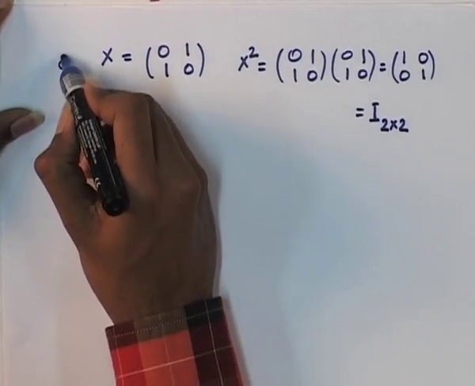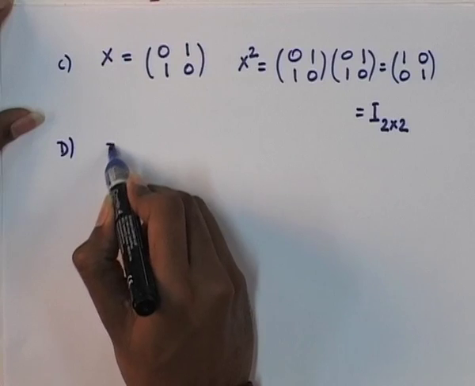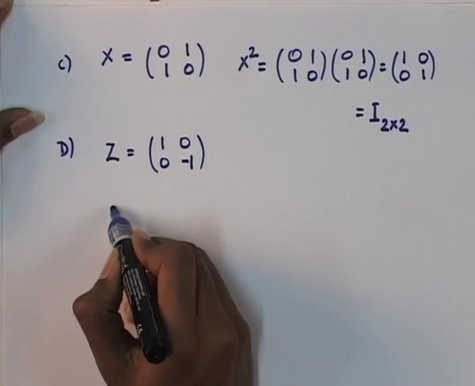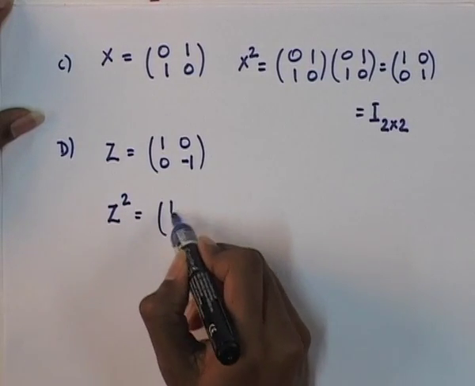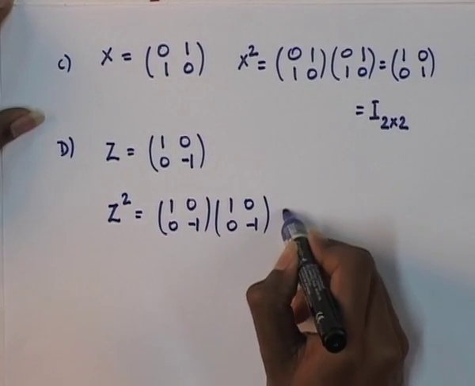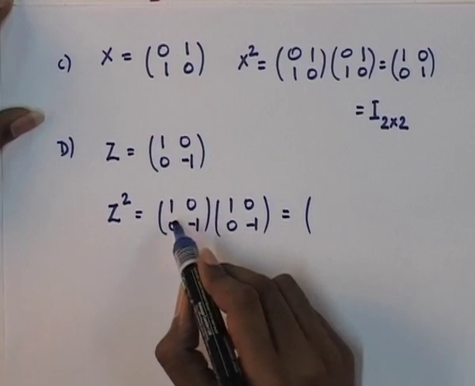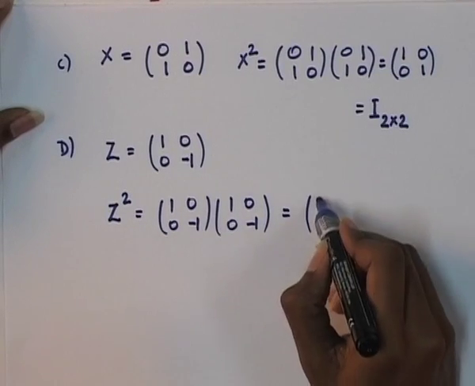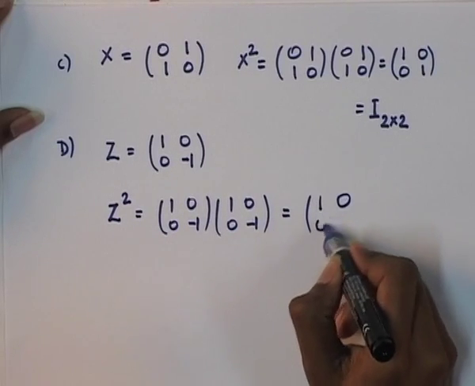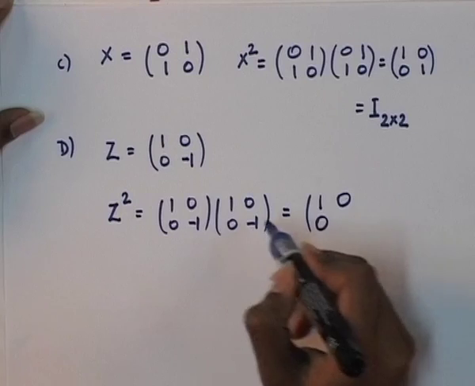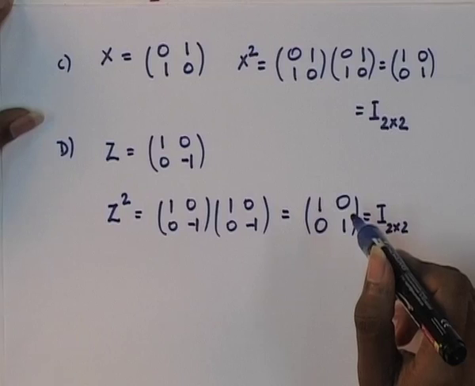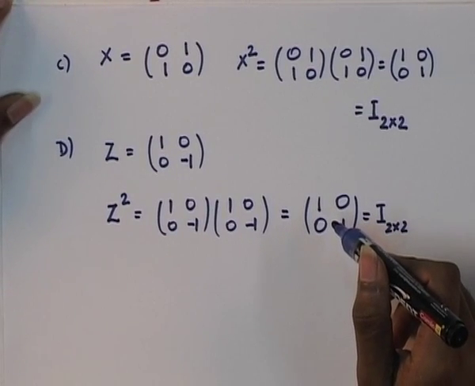And coming to option D, we have Z equal to 1 0 0 minus 1, and Z square is multiplying Z matrix with itself. We obtain, by multiplying first row and first column, 1. By multiplying first row with second column, we obtain 0. And multiplying second row with second column, we obtain 1, which is also identity matrix. But the option says Z square is equal to Z. So the option is incorrect.